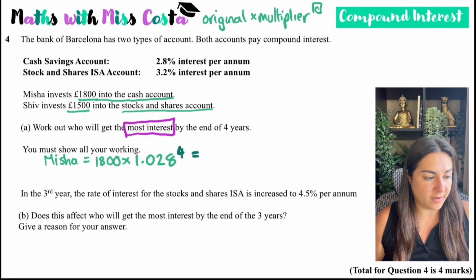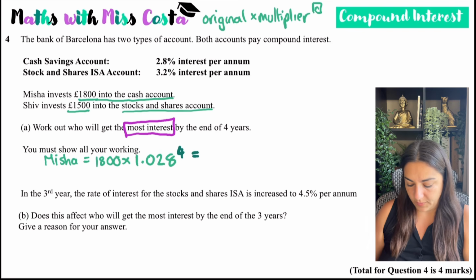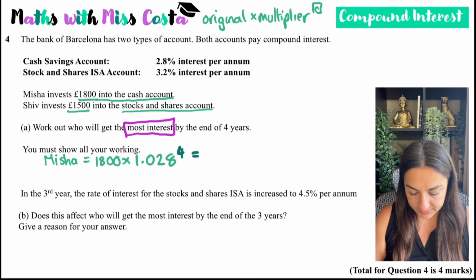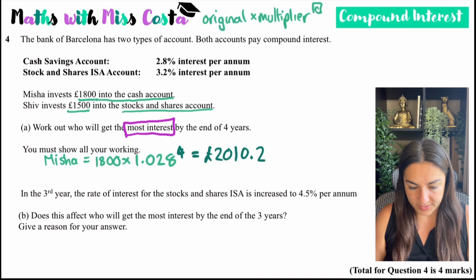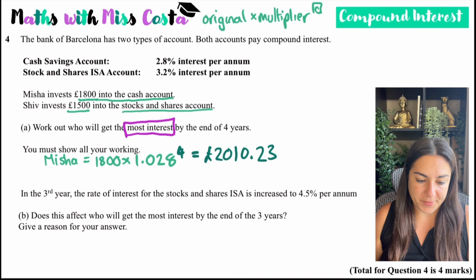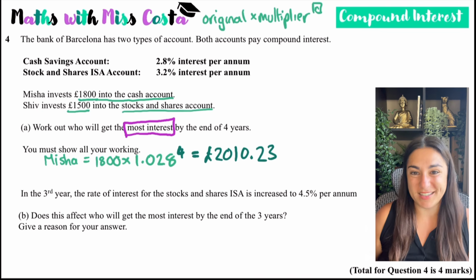So what would Misha's amount be? We type in 1,800 times by 1.028 to the power of 4, which is £2,010 and 23 pence. It's always better to round up with money.